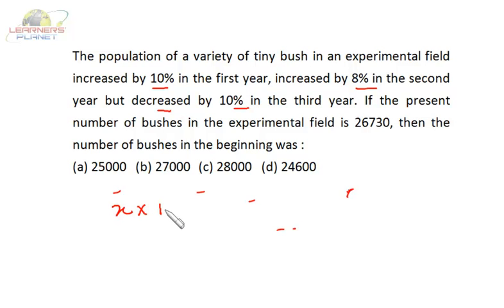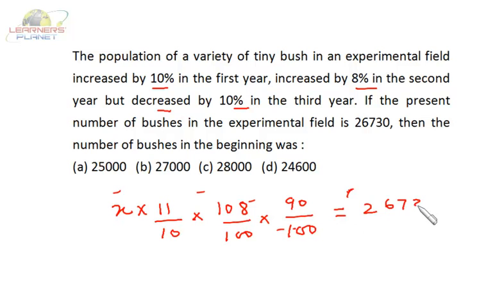After 1 year, it is 110%, that is 11 by 10. After 2 years, further there is an increment of 8%. The value will be 108%. Then in the third year, the value is decreasing by 10%. That means the value will be 90% of the previous year. And finally, this is 26730. Here we have to calculate the value of x.